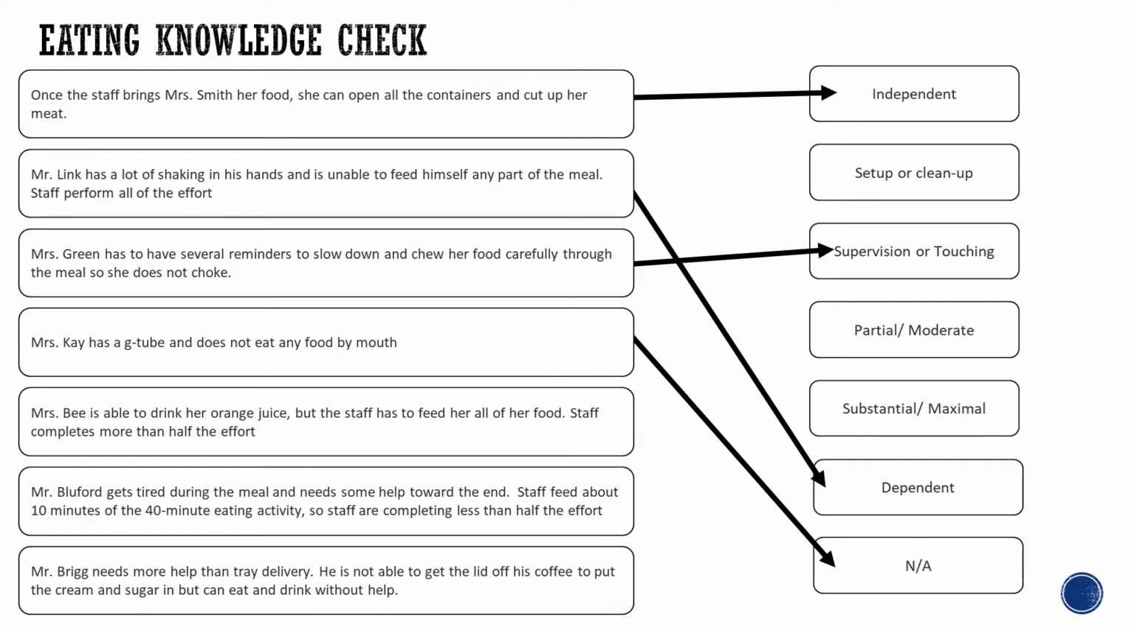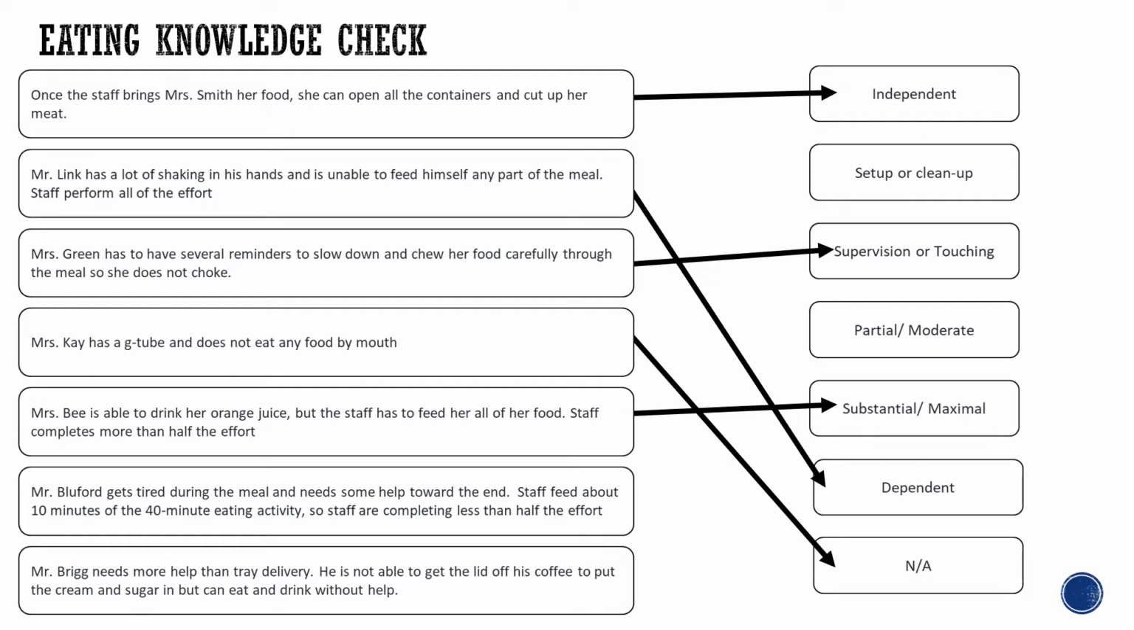Mrs. B is able to drink her orange juice, but staff has to feed her all of her food. Staff completes more than half of the effort. How would we code this item? This would be coded as substantial or max because staff is completing more than half of the effort for her.